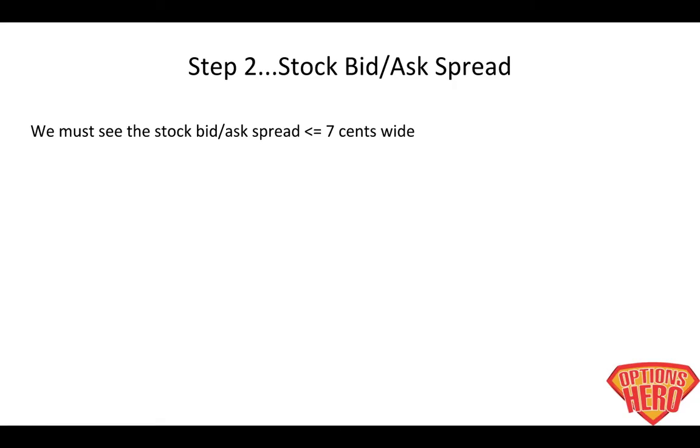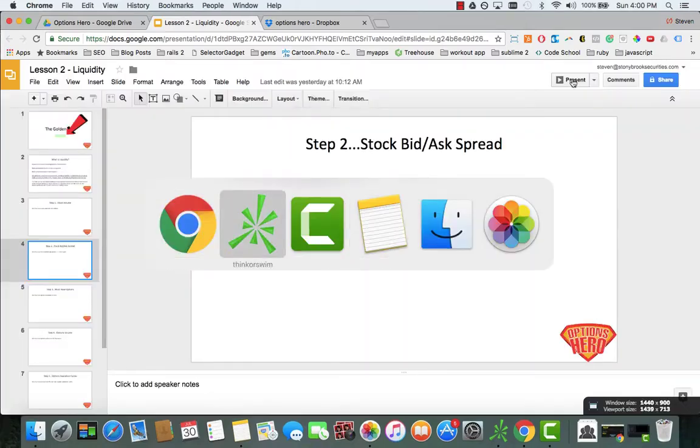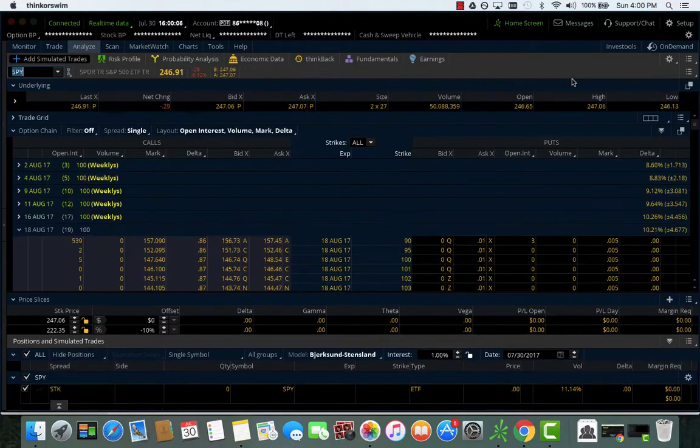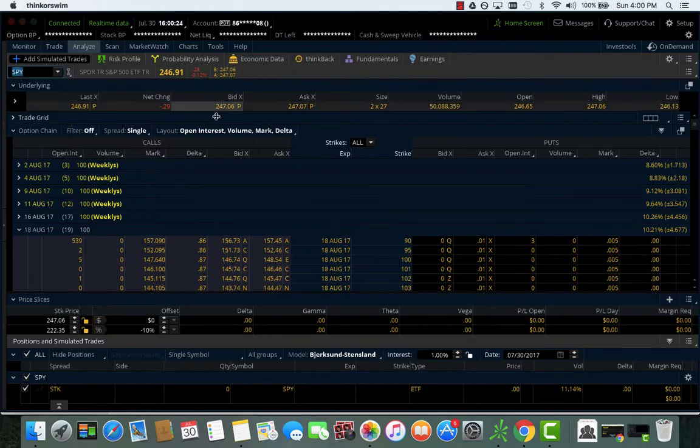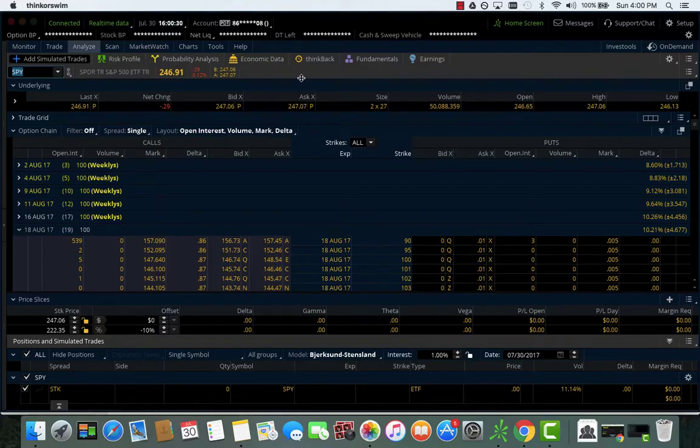Now, what does that even mean? Well, let's look at this real quick. Let's go to SPY as our example here. So we see the bid and the ask. The bid is the most amount of money that anyone is willing to pay for one share of stock at a given time. Right now, it's $47.06. On the other hand, the ask is the least amount of money that anyone is willing to sell one share of stock for. That's the ask. The bid-ask spread is the difference between them.